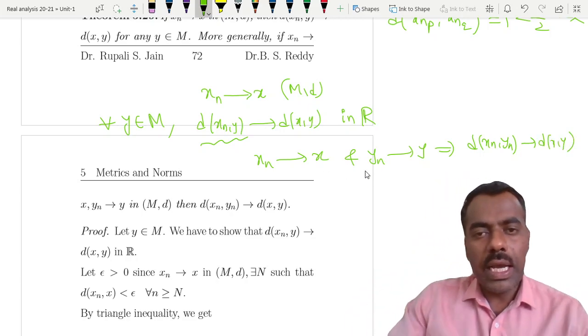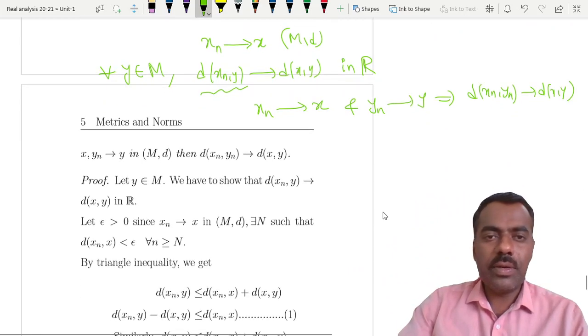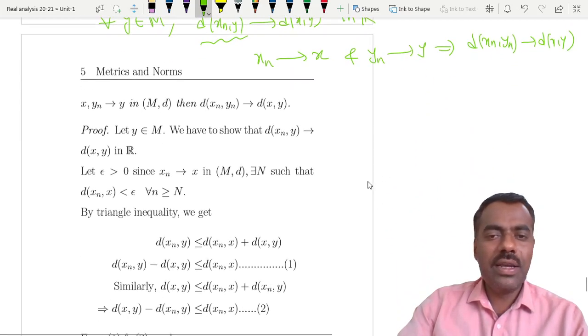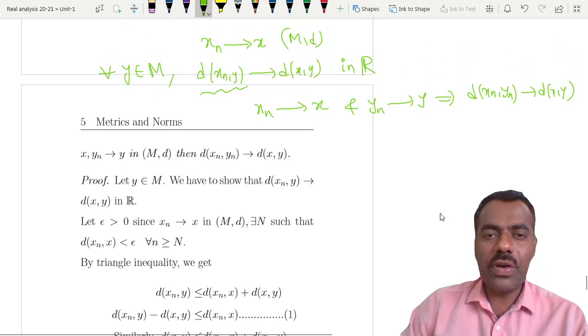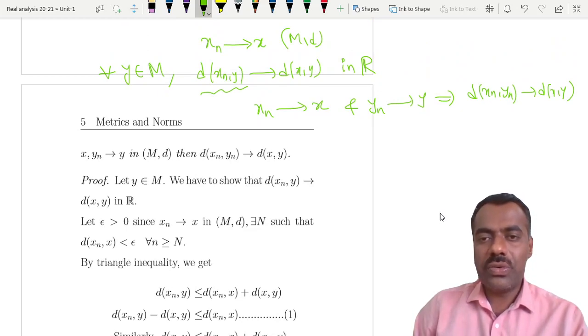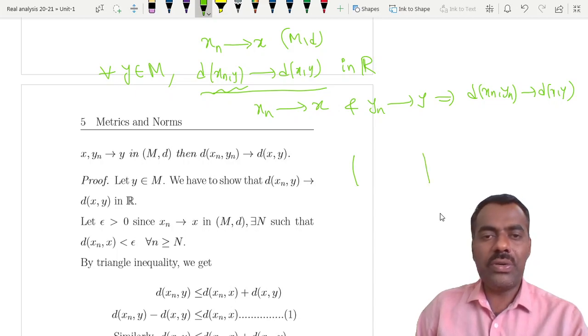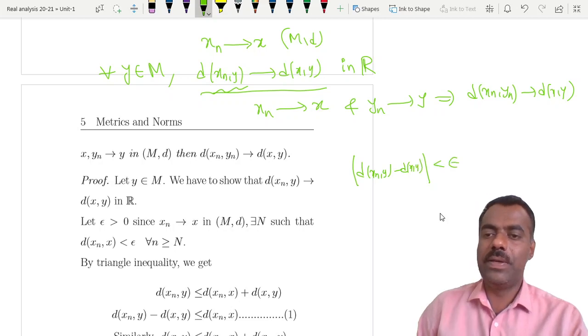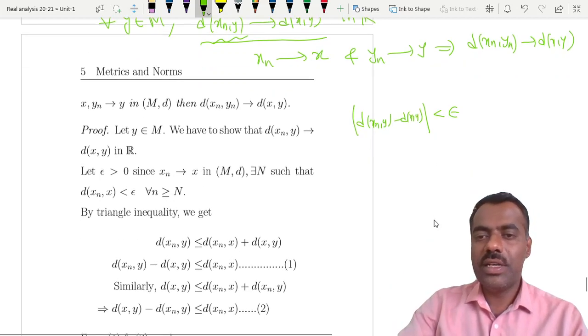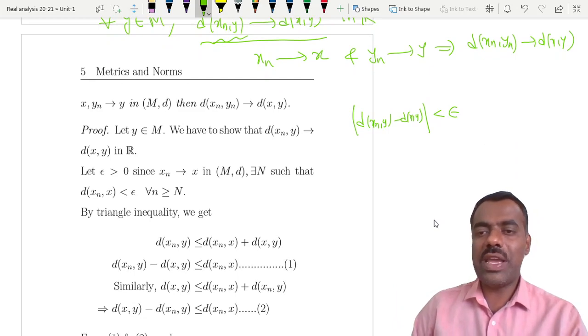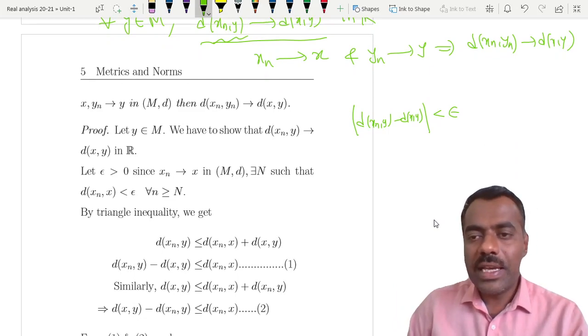Okay, the proof of this statement is not at all difficult. Because we want to show that it is in R, what is meant by saying that something converges in R? You want to talk about the absolute value of the distance between xn and y minus the distance between x and y being less than epsilon. So how can you show this here? You show that |d(xn, y) - d(x, y)| is less than epsilon.